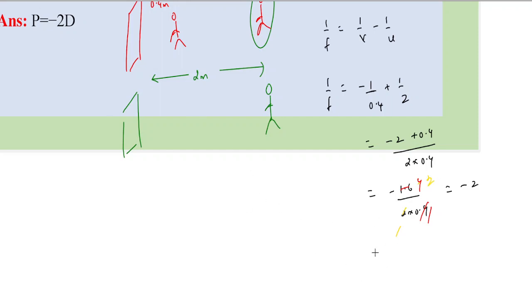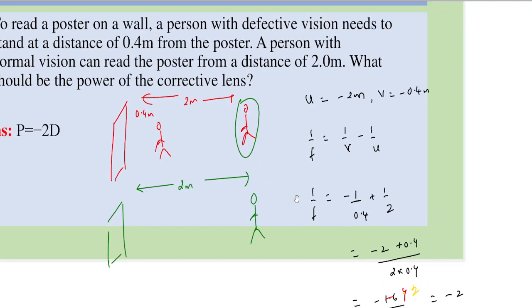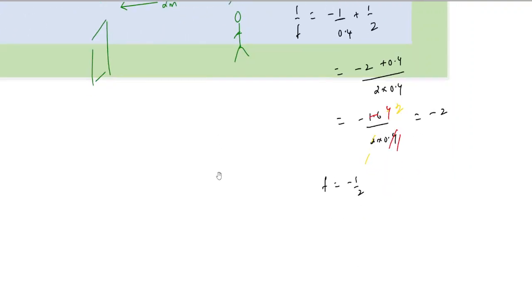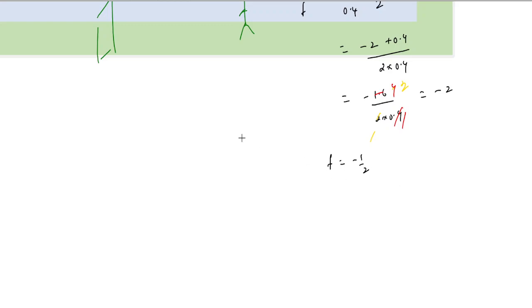But what we want is f, not 1 by f. So from here f is equal to minus 1 by 2. In the numerical, both u and v were in terms of meter. Therefore, even this focal length would be in meter. So it will be minus half or 0.5 meter. The power would be 1 by focal length, that is 1 by f, which is same as power only, that is minus 2 diopter. So this is the required answer.